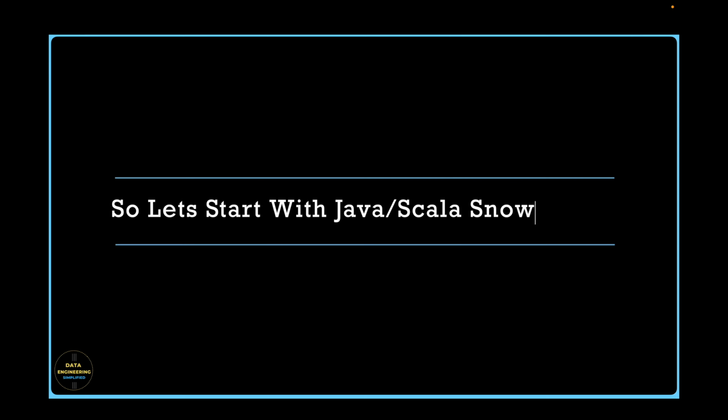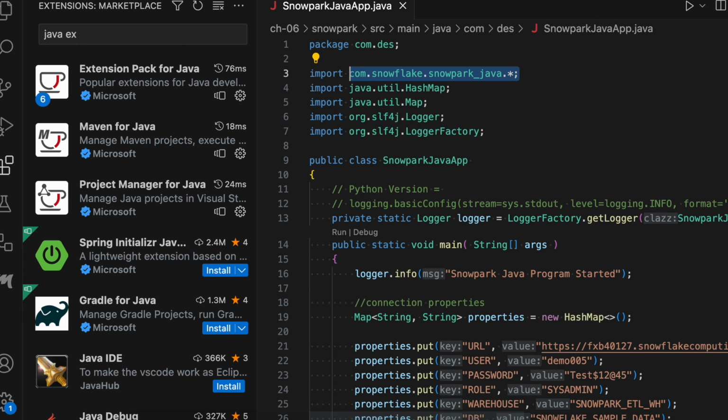So let's start with Java Scala Snowpark program. If you are new to Java programming language, then you need to know how this works. First, we need to create a Java file, compile them to get a .class file, and then run the .class file to get the result.